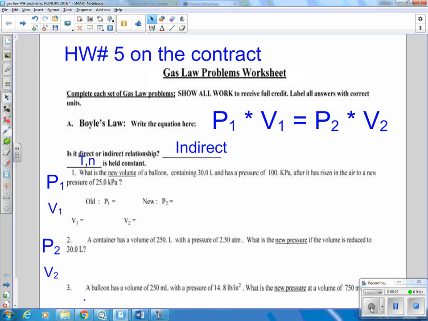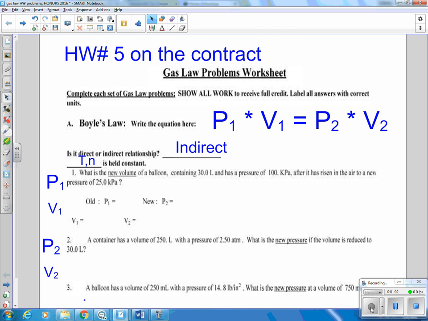So you take pressure times volume at this set of conditions, and then you take another set of pressure and volume at another set of conditions, and no matter whatever set you have with this particular gas, you're going to have pressure times volume always equal another pressure times a volume. Okay, and when you do that, then you can always find the second volume or the second pressure. Okay, so let's look at this example.